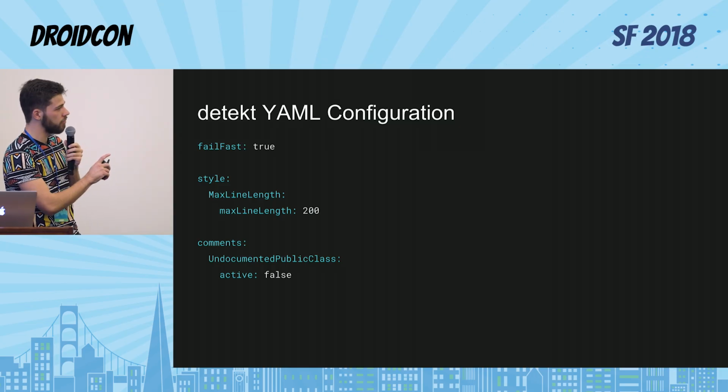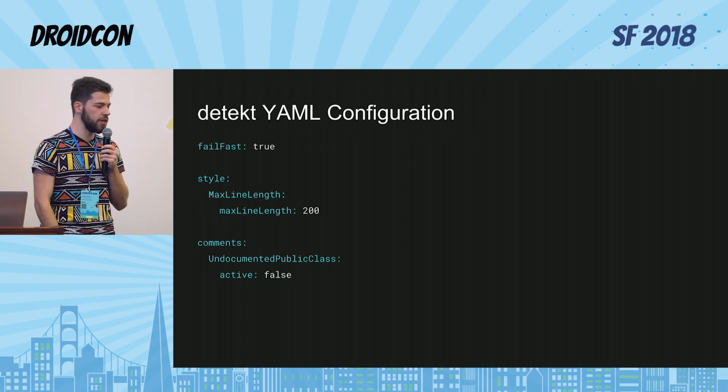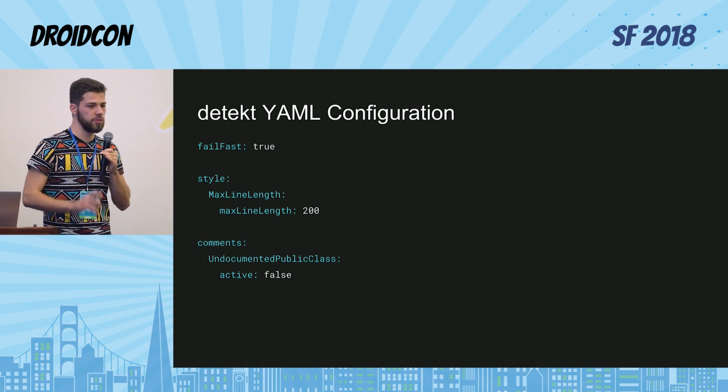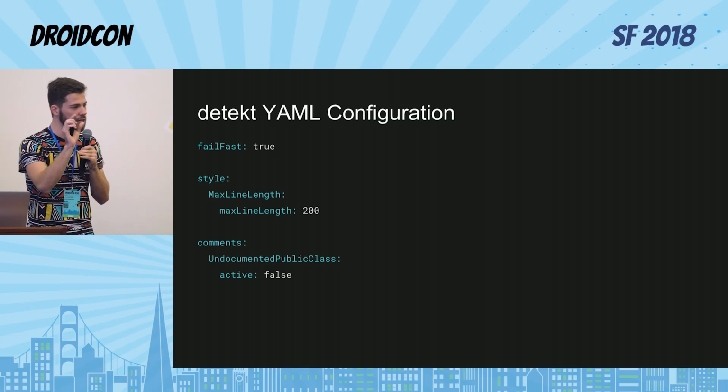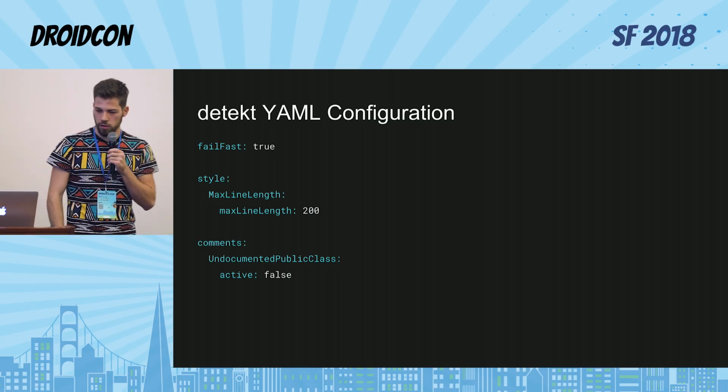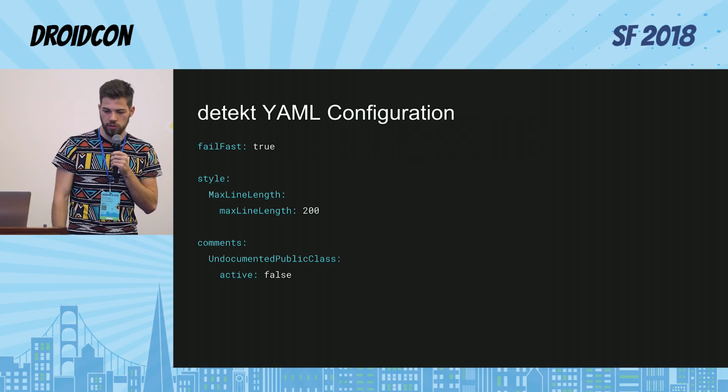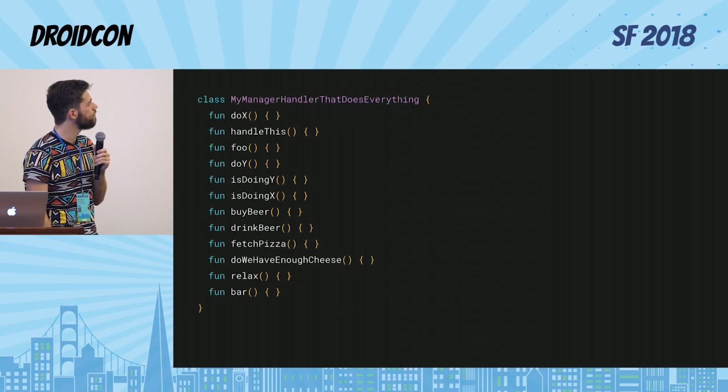So the max line length rule, for instance, in the style category, if you want to have a different maximum line length, you can specify that. So you get all of the defaults, you turn everything on, and then you can selectively tweak what you want to have or not. And if you want to disable a rule, you can just say active false.